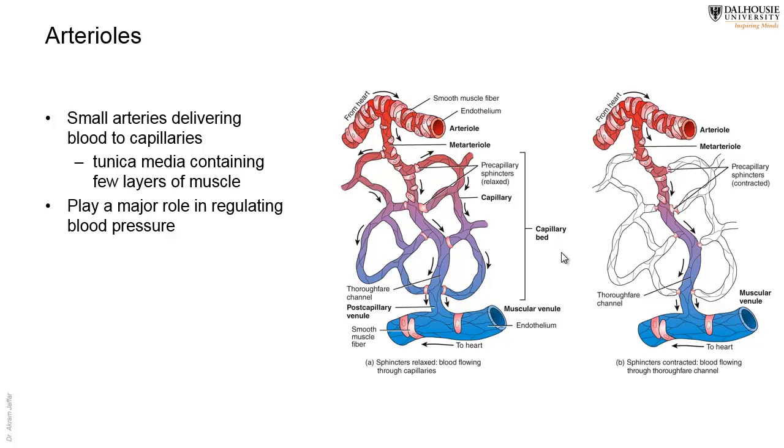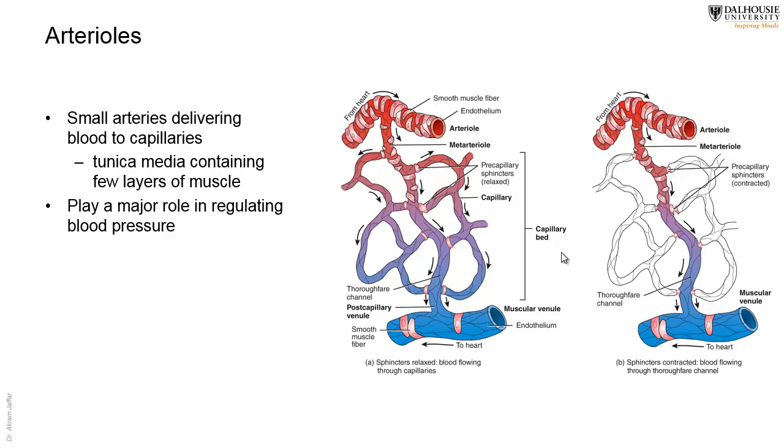So this is the capillary bed, the capillary circulation, and as you can see, these arterioles can cut off the blood from the capillary circulation and transmit it directly to the venules, or by the presence of smooth muscle fibers in their wall, they can nourish the capillary circulation.